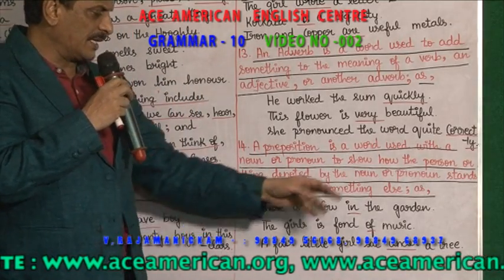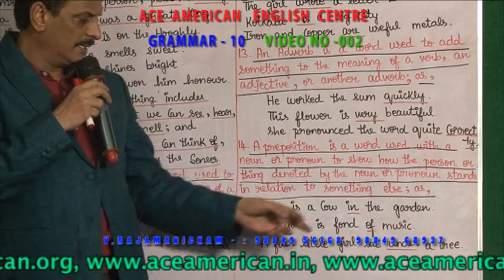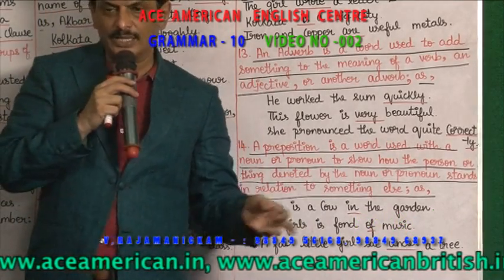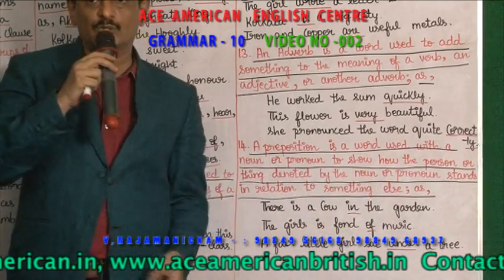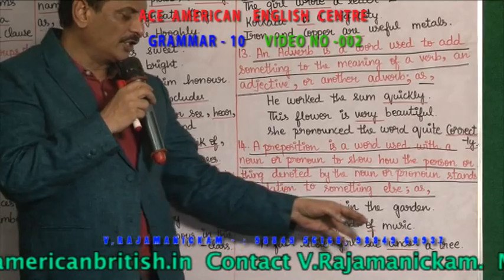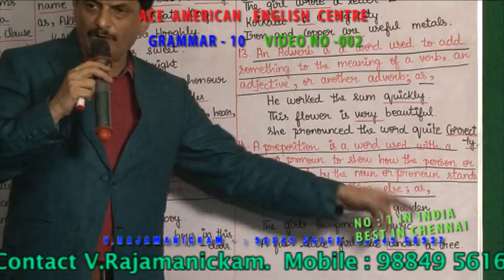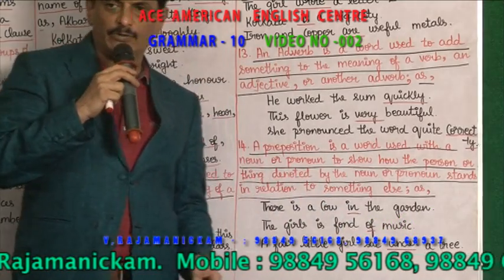The relation to something else, as in there is a cow in the garden. There is a cow the garden doesn't give a meaning, so in is used. The in is used before the noun garden. The girl is fond of music. The girl is fond music, no, it doesn't give a meaning. So of music, of comes before the noun music.